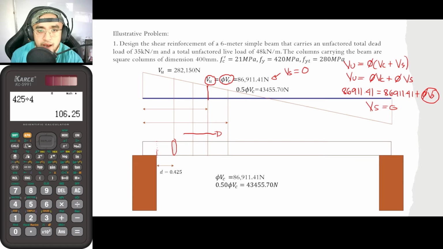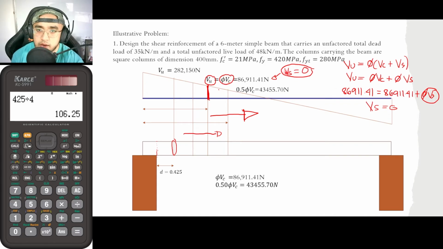So, meaning at this particular region, going towards the right, take note that from this region to the right, VS is now equal to 0. With that being said, theoretically speaking, we do not actually need stirrups here. We do not need stirrups there since concrete can already carry them. Kaya na po sila ng concrete lang according to our equation here. So again, if VU is equal to PVC, meaning VS is equal to 0 from this equation.